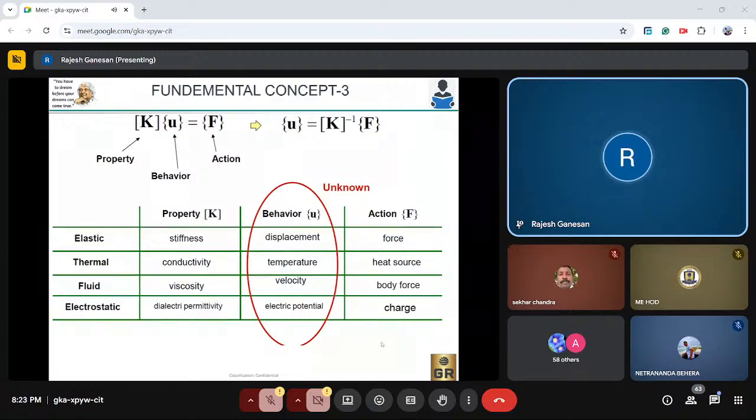Based on the behavior, in the sense, what is the displacement, what is the temperature. For example, in the elastic condition, what is the displacement, how much elongation is happening. Thermal talks about temperature, how much maximum temperature it will reach. Fluid gives velocity. Then electrostatic gives electric potential. So these behaviors and properties, as well as forces, are combined, and we get this formula.